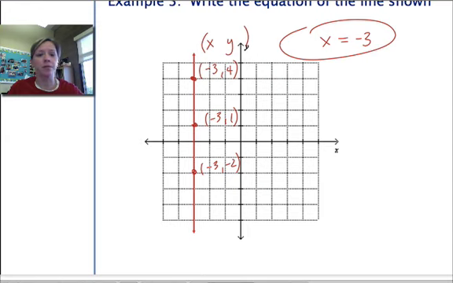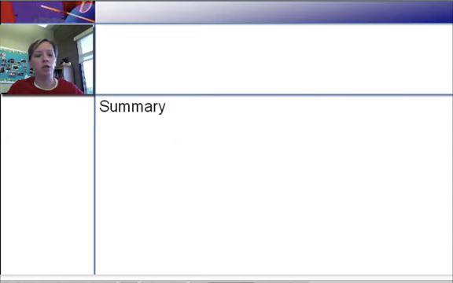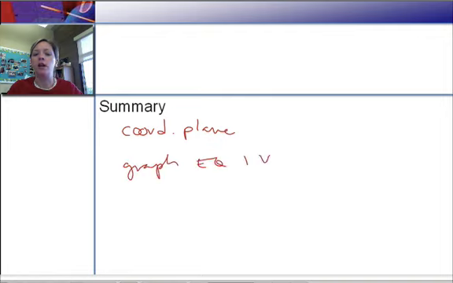Piece of cake. Alright, so you've got to talk about 2 things in your summary. You've got to talk about the coordinate plane and its parts. And then you also have to talk about graphing equations with one variable. How do you tell the difference between a horizontal line and a vertical line, and how do you graph them? Piece of cake.